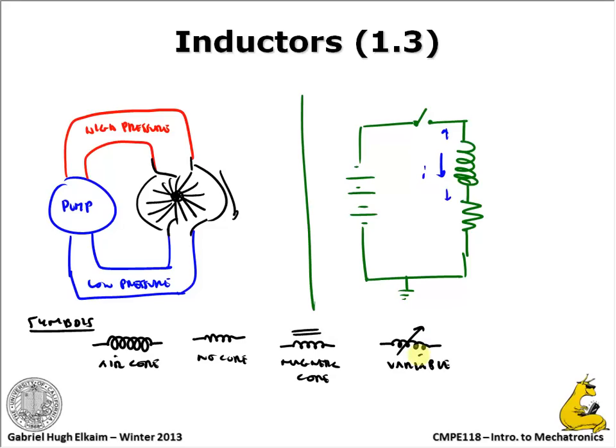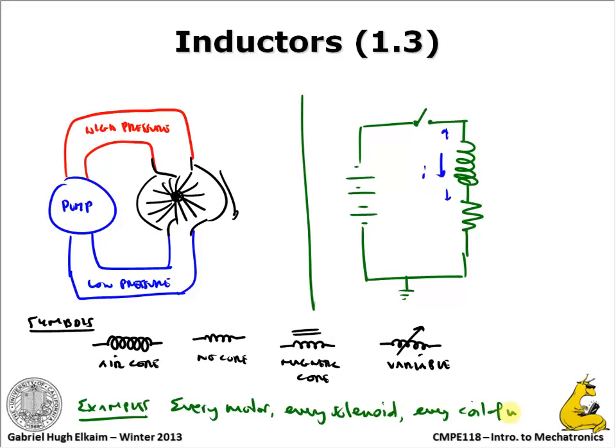Generally you don't see them. In terms of examples of what you might see with them, basically every motor, every solenoid, every coil of wire that you see. All right, we'll make one.